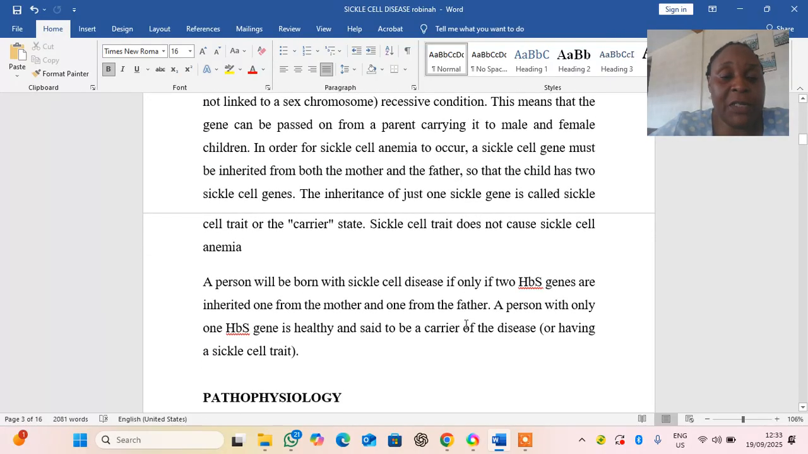And we believe that a person will be born with sickle cell disease only if two HbS genes are inherited, one from the mother and one from the father. And a person with only one HbS, one recessive gene, is healthy and said to be a carrier of the disease. But being a carrier of the disease means you have a sickle cell trait.